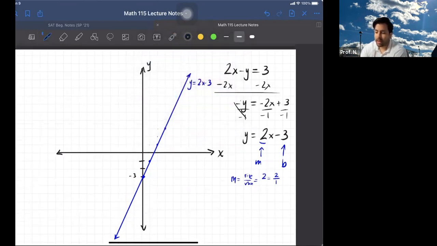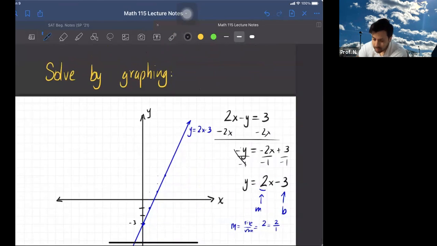That's only one of them. And what's the other one? 3x plus y equals 2. That's the other one. And we'll do the same exact thing. Solve for y. So subtract 3x from both sides, and I get that y is equal to -3x plus 2. So again, I got my slope-intercept form, -3x plus 2.